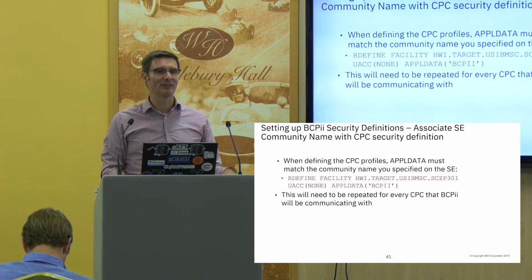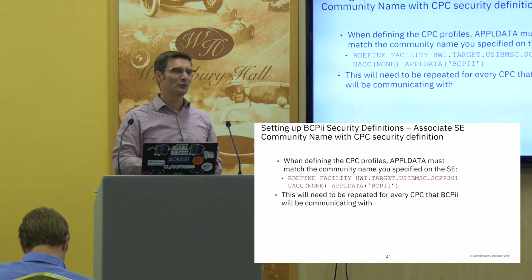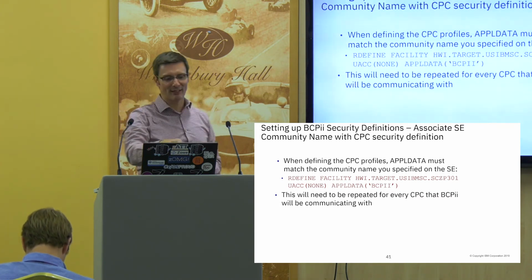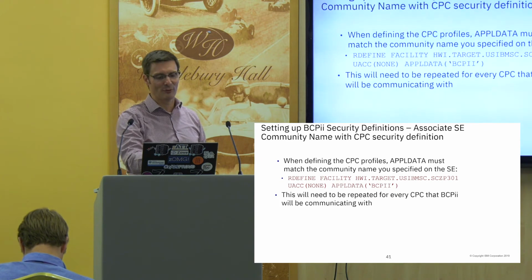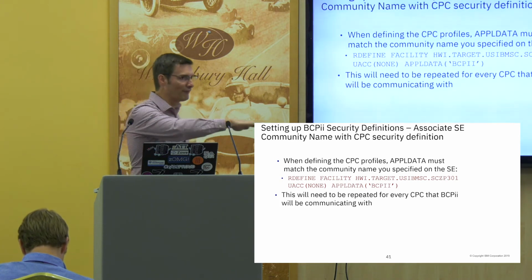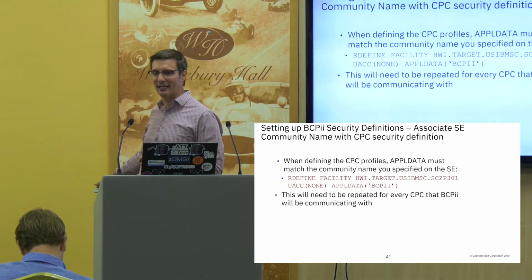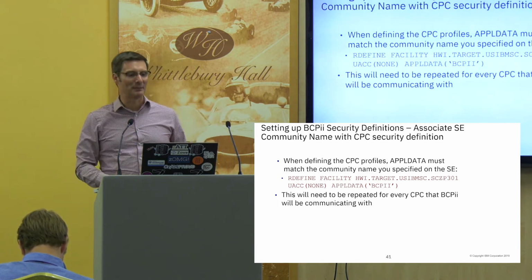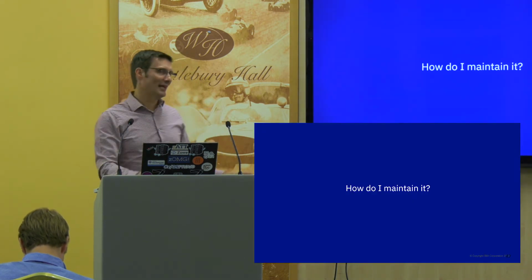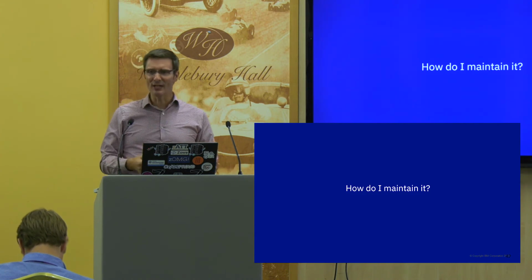And you have to repeat that for every CPC that you interact with. Most people name all of their community names the same on all their systems, so you could have a wildcarded entry here and say HWI.target.*.*, and that would basically say the community name for every single interconnected thing I have is the same, and the name is BCPii. So that's what you have to do. Okay, so that's how you install it. Once you do that, you can start.